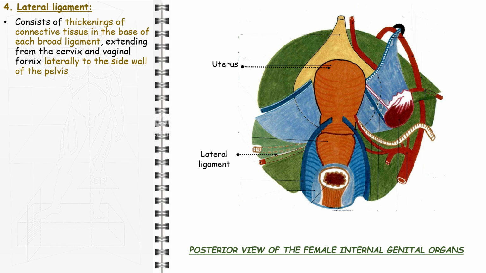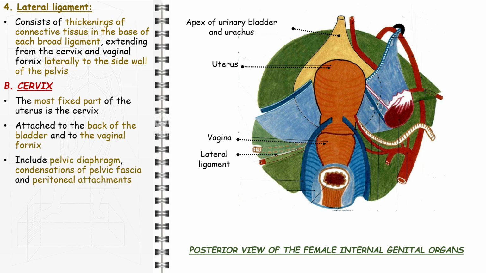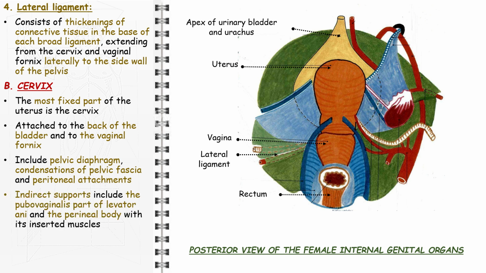Paradoxically, the most fixed part of the uterus is the cervix. Its attachment to the back of the bladder, the vaginal fornix and a number of structures help directly or indirectly to maintain the normal position. These include the pelvic diaphragm, condensations of pelvic fascia and, to a lesser extent, some peritoneal attachments. The pubovaginalis is part of levator ani, and the perineal body with its inserted muscles supports the vagina and so assists indirectly in holding the cervix up. If these muscles are unduly stretched or damaged during childbirth, the posterior vaginal wall sinks downwards, prolapses, and this is often followed by prolapse or retroversion of the uterus.